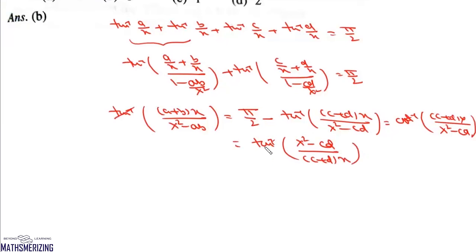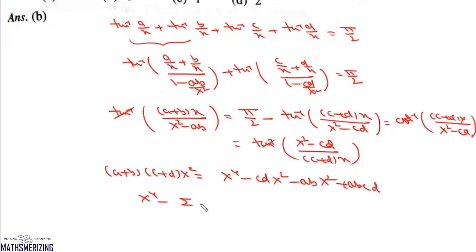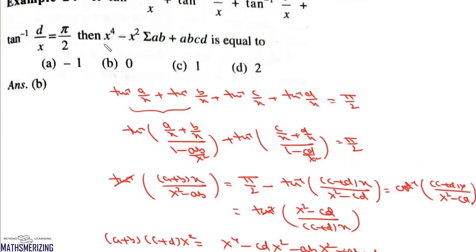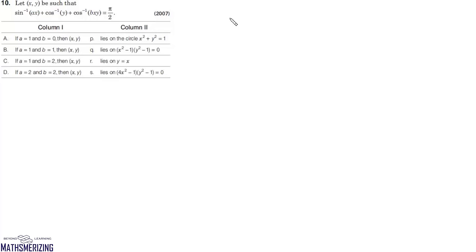Now here we'll cancel tan inverse with tan, and then if we cross multiply, we'll get (A plus B) into (C plus D) x square, and it'll be equal to x to the power 4 minus CD x square minus AB x square plus ABCD. So we can write this equation as x to the power 4 minus summation AB x square plus ABCD, and it is equal to 0. So the value of this expression x to the power 4 plus x square summation AB plus ABCD is 0, and that's your option B.